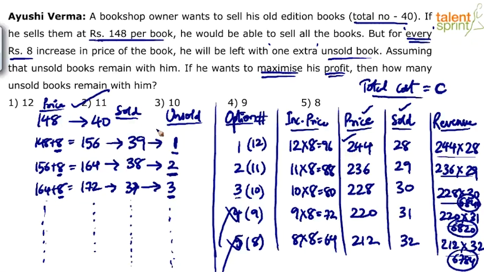Option 2, 11. So when there are 11 unsold books, we'll get maximum revenue. Right? See, again, don't jump to a conclusion that it will increase like 6784, 6820, 6840, so it is increasing, which means it continuously increases. No. You actually have to do the calculation. Don't do any guesswork here, right? So upon doing the calculations, you'll figure out that option 2, 11 is the answer.